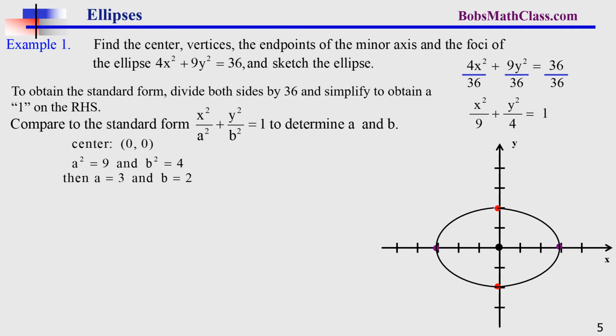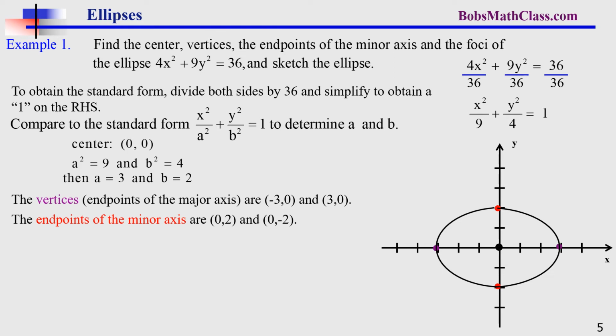Okay, which ones are the vertices? The vertices are the points that are farther left and right. So in this case, our vertices are 3, 0, and negative 3, 0. Our endpoints are the ones that are not as far from the center. So that would be 0, 2, and 0, negative 2. The points that are farthest away from the center are the vertices. The points that are not as far from the center are the endpoints.